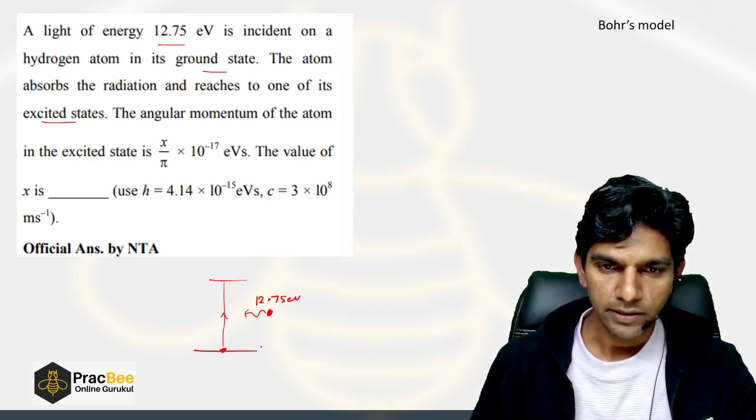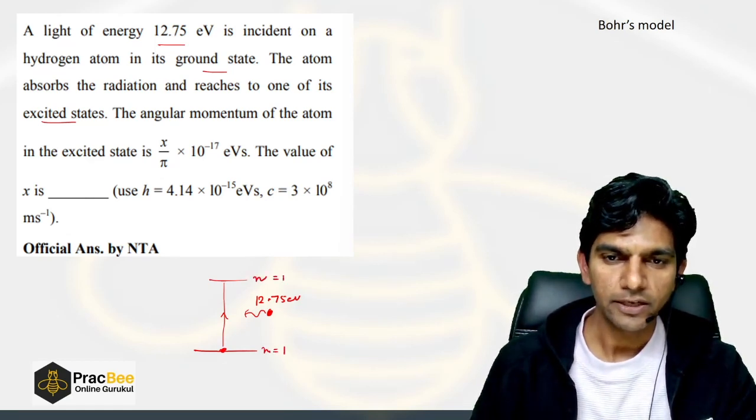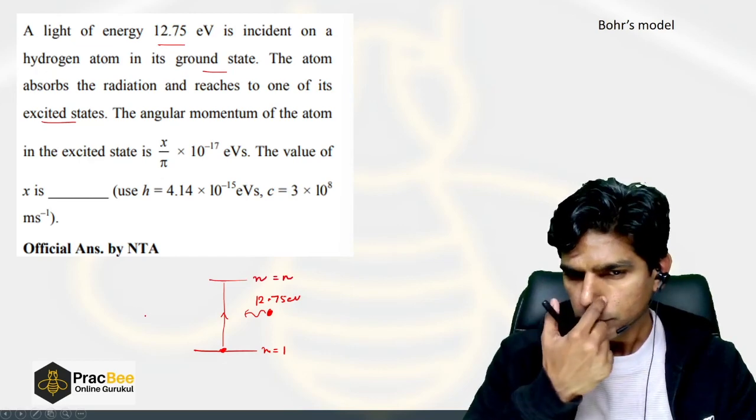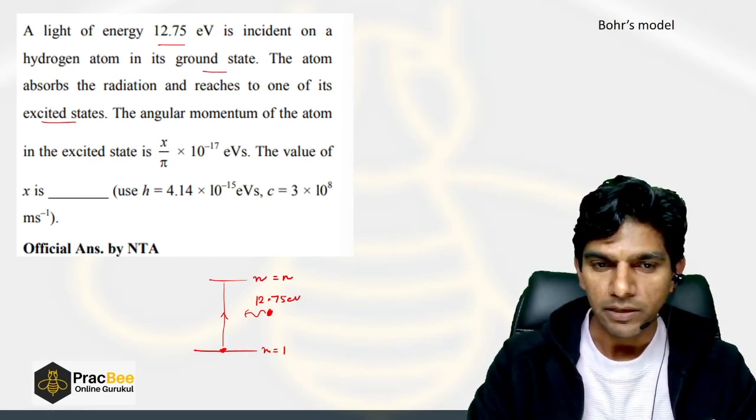moves to an excited state from the ground state. So this is n equals 1, and let us say this is n equals n, right? Okay, right. So 12.75, this number sounds familiar, right? So let us see.